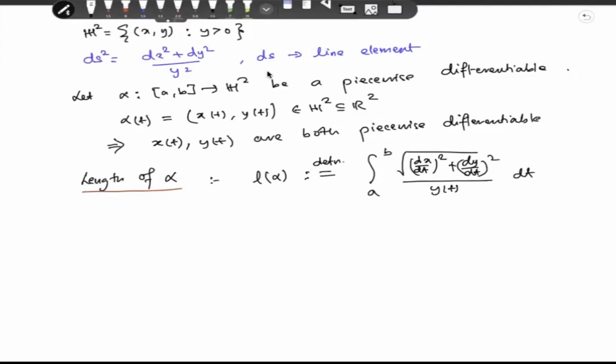Because this x t and y t are piecewise differentiable, this thing makes sense. So dx dt, dy dt, whenever they exist, make sense. And again, because it is piecewise differentiable, this integral also makes sense. So this is the definition of the length of this alpha.